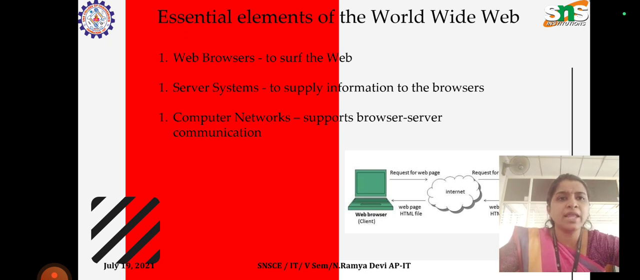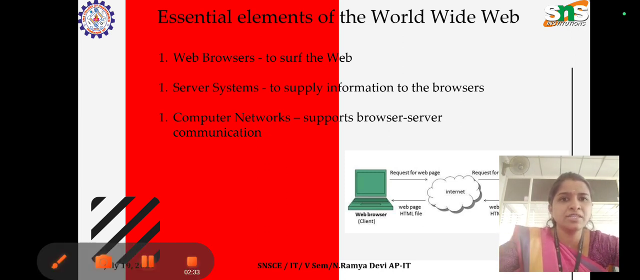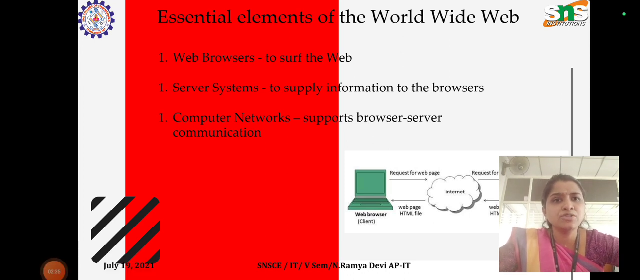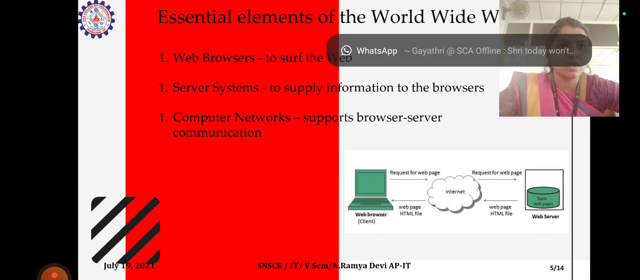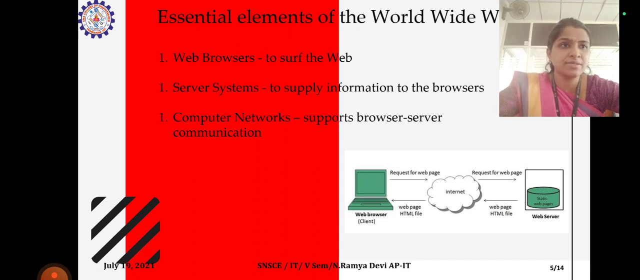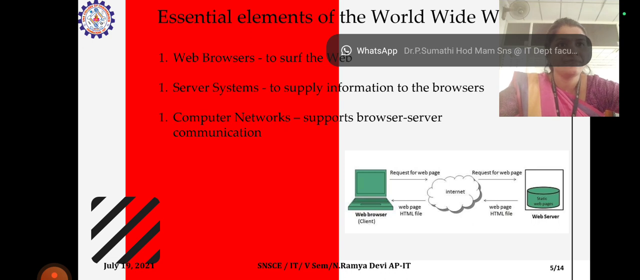So what are the essential elements of the World Wide Web? We need a web browser to surf the net. We need a server system to supply the information to the browsers, and we also need a computer network which supports the browser-server communication. This is basically a client and server. A client should have a web browser, which is nothing but software installed in our system, like Internet Explorer or Chrome. And then we will have a web server in which there is a lot of information stored for our website.